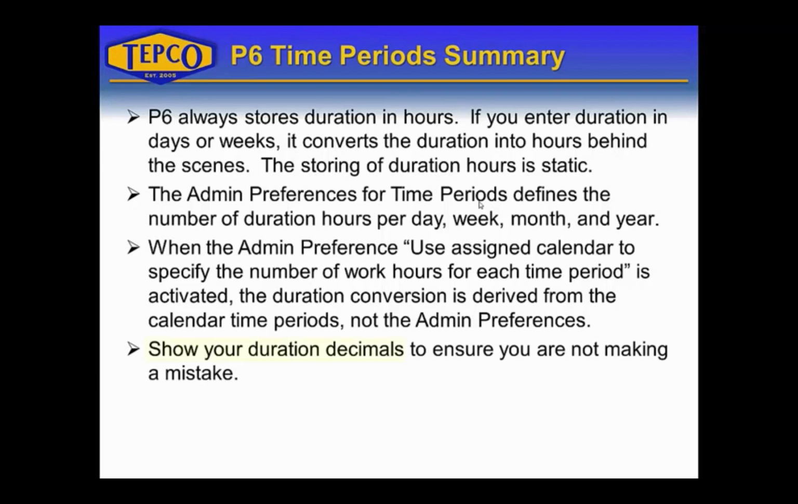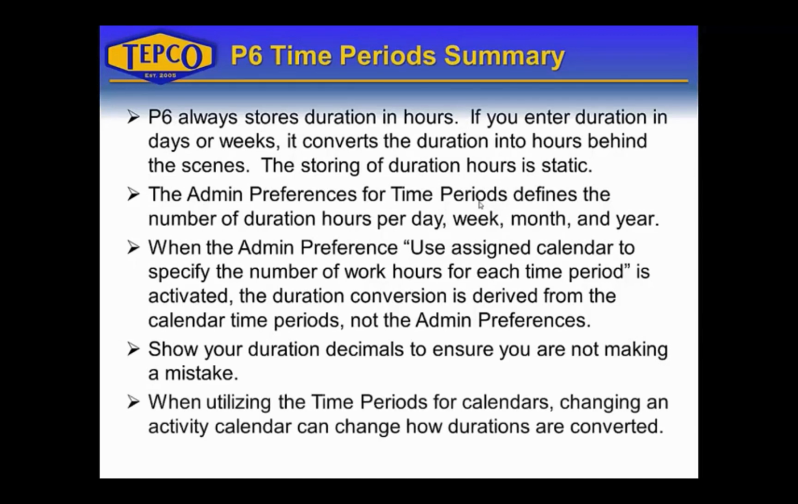It's a good idea to show your duration decimals to make sure you're not making a mistake. I showed you an example where you could enter 1 day of duration based on 8 hours a day, but then if you change your time periods or you change a calendar to, say, a 410 calendar from a 5/8 calendar, it can change what your duration format looks like when you're viewing it in a daily format rather than an hourly format. And when utilizing time periods for calendars, changing an activity calendar can change how the durations are converted, which is basically what I just said.